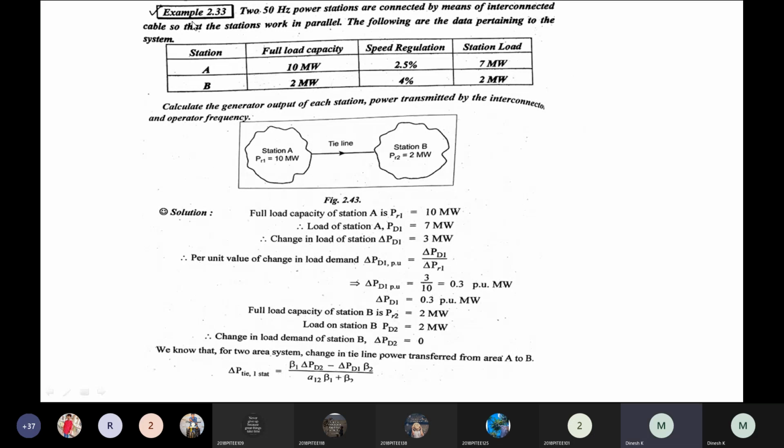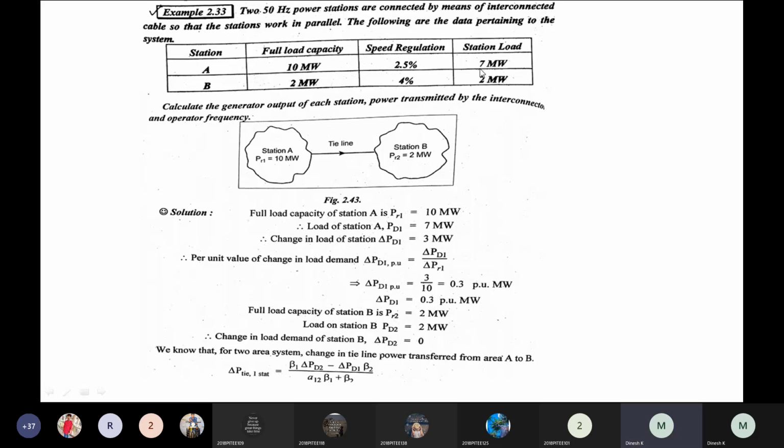So அடுத்த example: 250 hertz power station are connected by means of an interconnected cable so that the stations work in parallel. The following are the data pertaining to the system. So we have two stations. From station A, the full load capacity is 10 megawatt, speed regulation is 2.5%, and the station load வந்து 7 megawatt. So full load capacity வந்து 10, அவங்க load operate ஆகிறது 7 தான்.